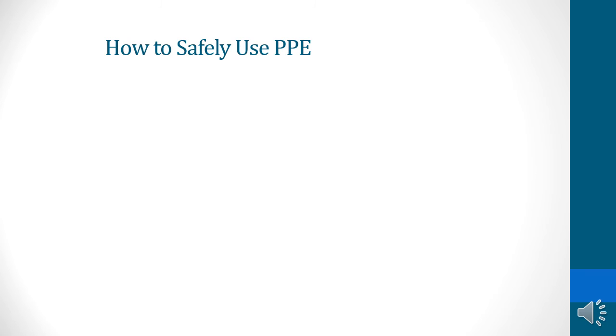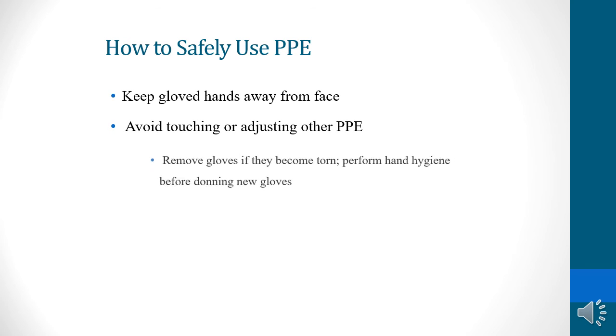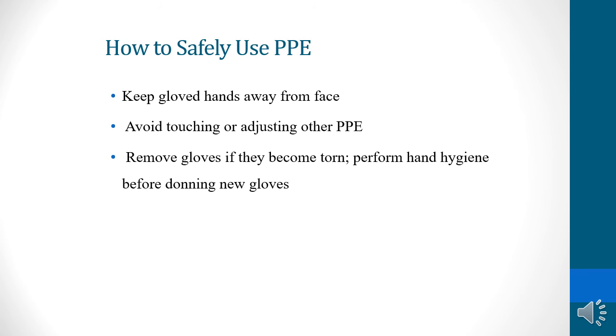How can we safely use the PPE? First, keep the gloved hand away from your face. Avoid touching or adjusting the other PPE. Remove the gloves if they become torn. Perform hand hygiene before putting on new gloves. Limit surface and item touching. These are the steps for how you can safely use the PPE.